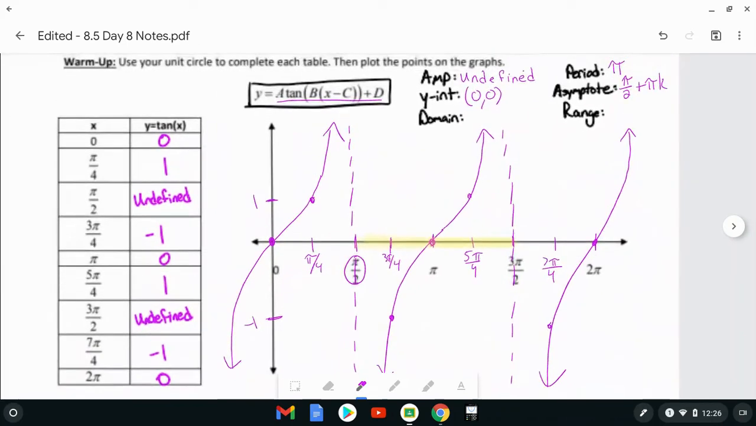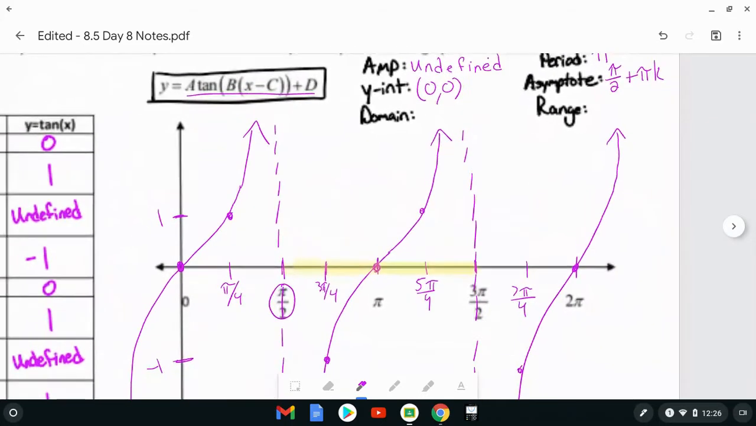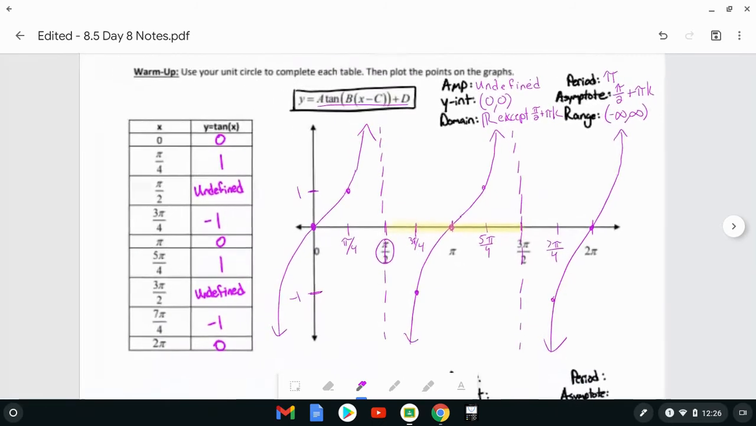So if we take a look now at the domain and range, the domain is forever, just like our sine and cosine function, from negative to positive infinity. However, it does not include the asymptote. So it would be all real numbers, that's the symbol for all real numbers, except pi over 2 plus pi k. Because again, these tangent graphs go left and right forever. They can be cycled throughout eternity, but they do not include those asymptotes. So except pi over 2 plus pi k. The range would be negative to positive infinity because, again, we said they go up and down forever.